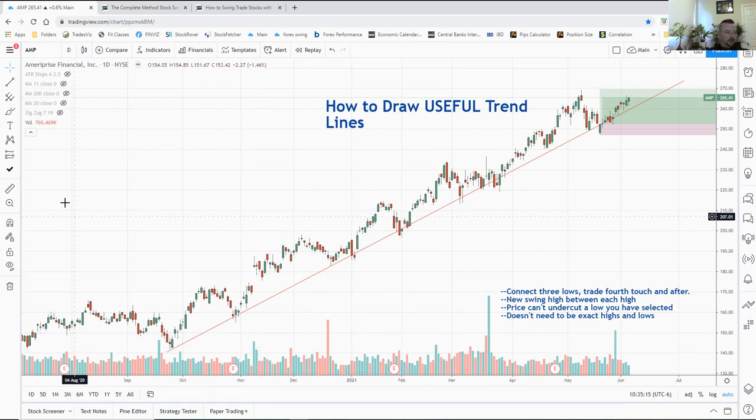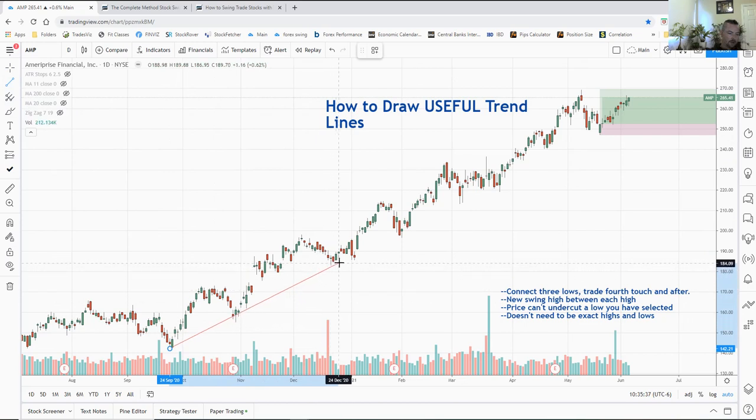So here's a stock where we can look at, let's just delete this for right now. And what we have to start with is we have to pick 3 low points to start. And then what I'll do is I'll trade after the 4th touch. So you can see my little rules that I've written down here. Connect 3 lows, trade after the 4th. So we have a low here, and a low here. So this area provides our first little test.